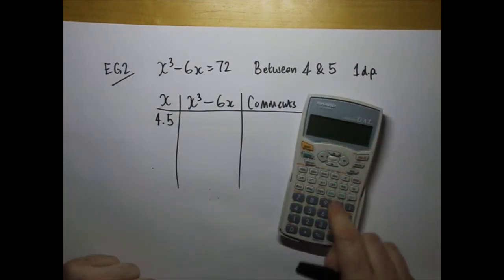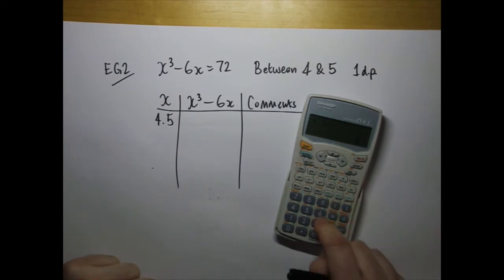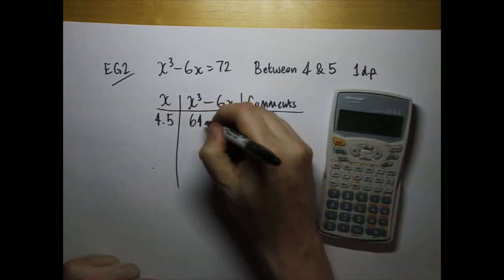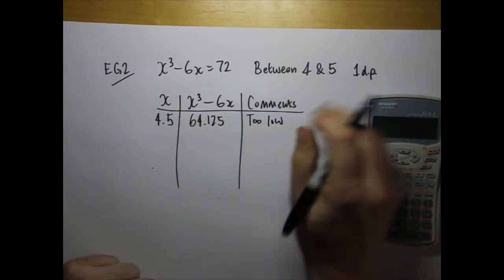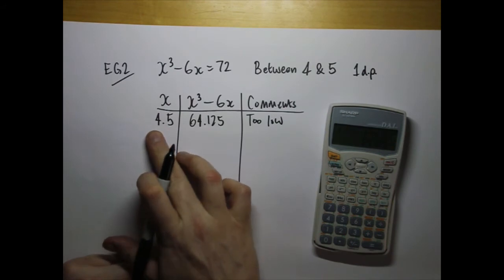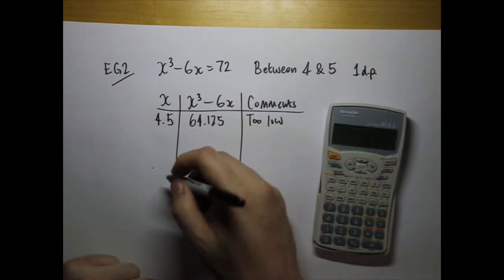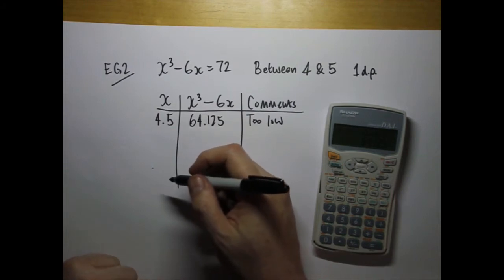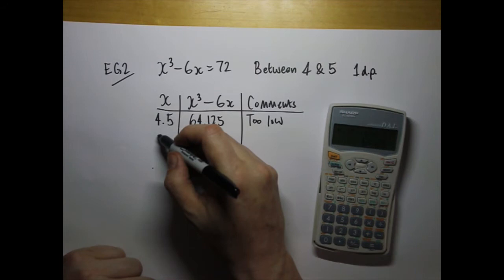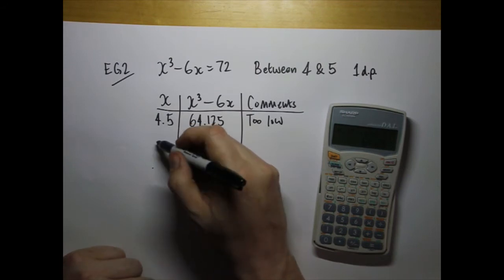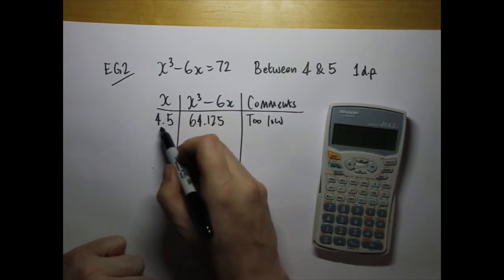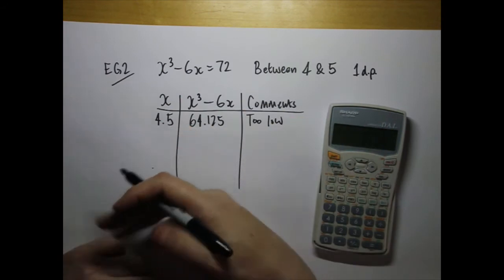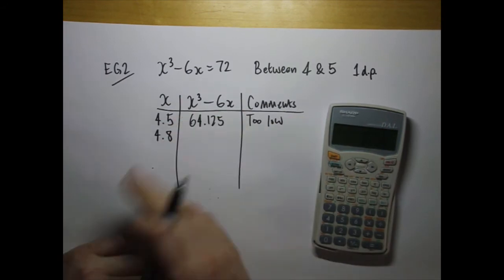So we have 4.5 cubed minus 6 times 4.5, which is 64.125. Now we can see that's clearly too low. So we now know at least it's between 4.5 and 5, so we'll jump up. And at this stage you might be wondering why we would go with one guess above another. Well, we're to make educated guesses, so I would maybe go somewhere halfway between 4.5 and 5, so 4.7 or 4.8. I'll do 4.8 on this occasion.